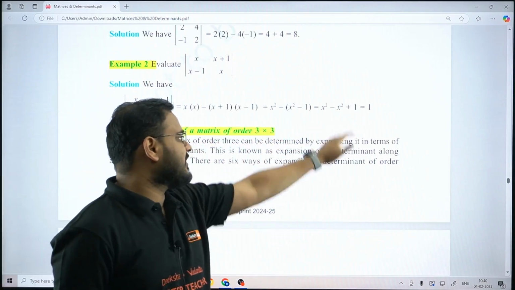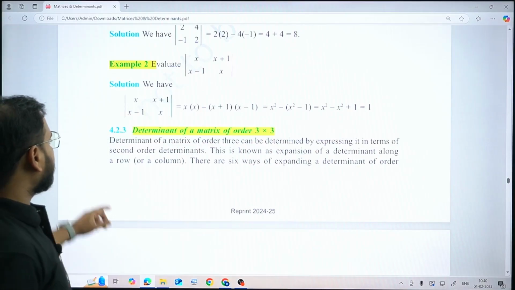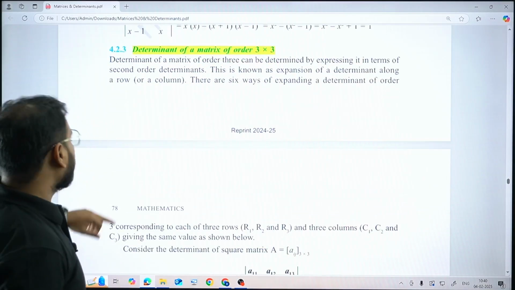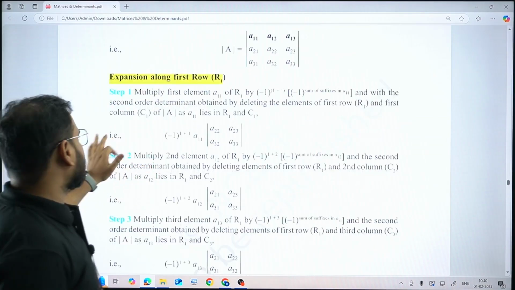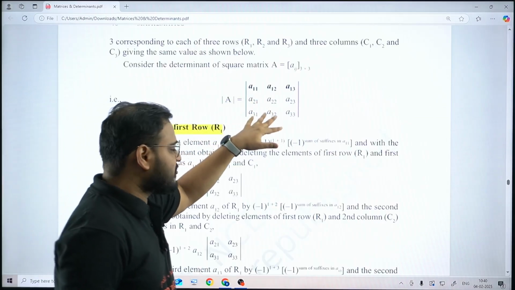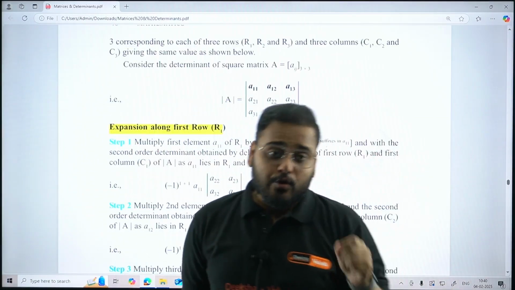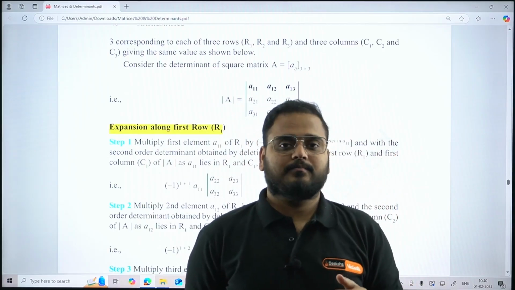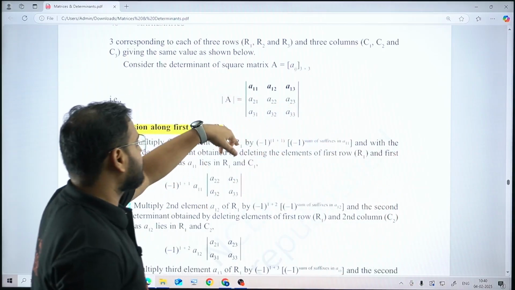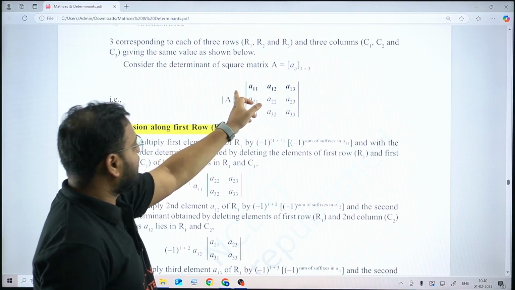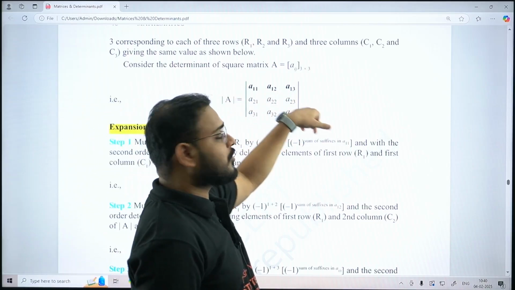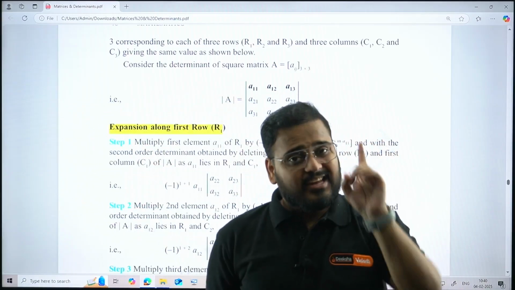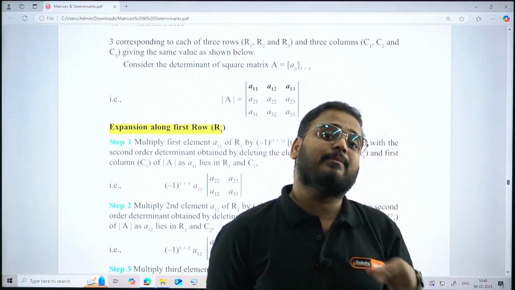You'll get a result like this. Now the determinant of a matrix of order 3 cross 3. What are you going to do? You can expand across any row or any column. You can solve across the first row, first column, second row, second column, third row, or third column. Any row you can take, any column you can take, you're going to get the same result.